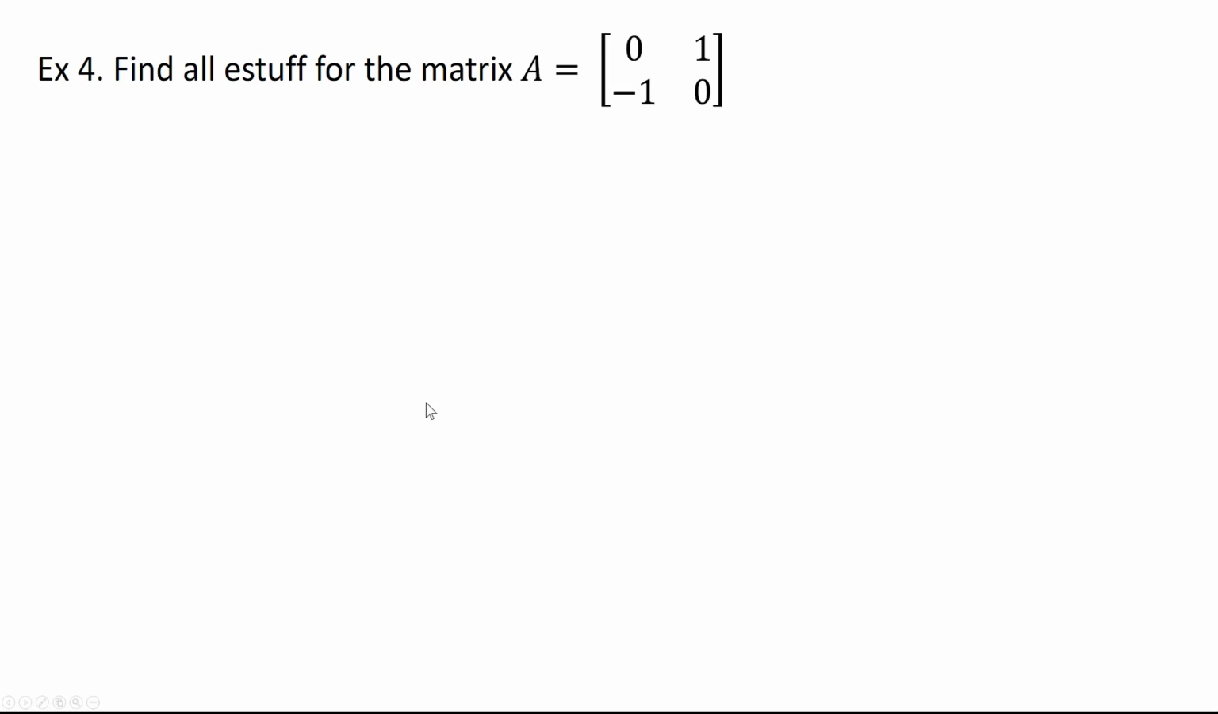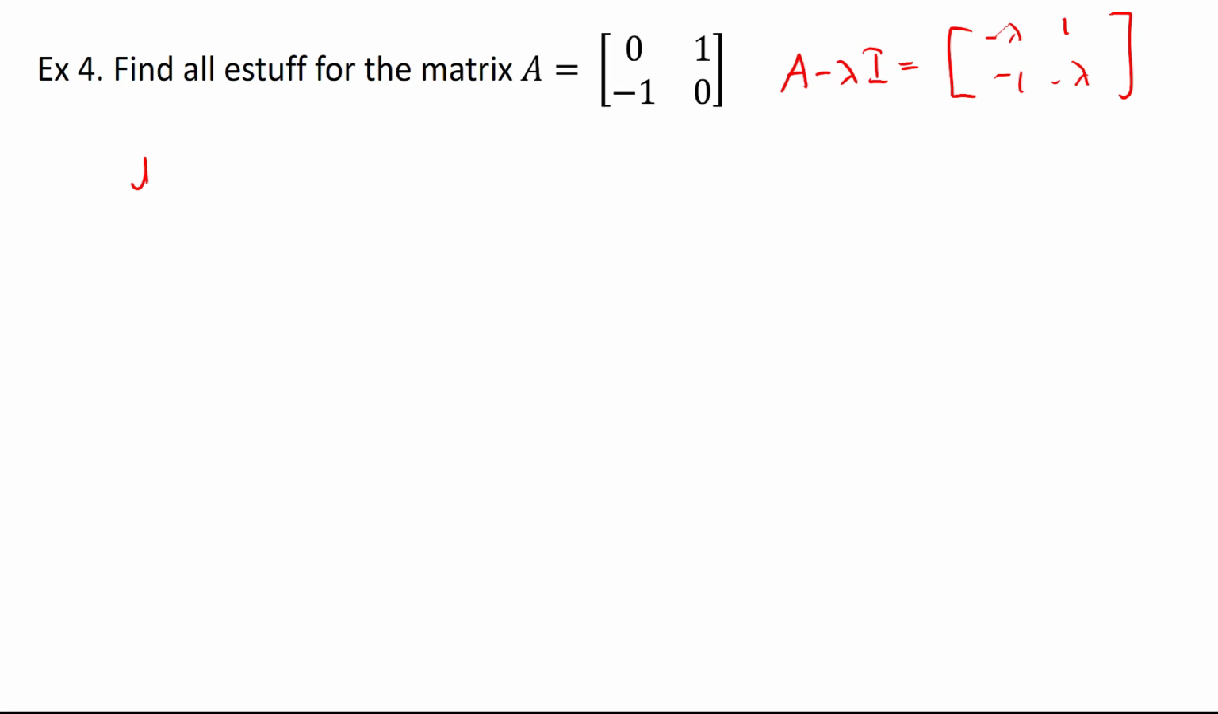So the example we're going to look at is to find all the eigenstuff for the matrix A equals [0, 1; -1, 0]. If we look at our algorithm, then the first step would be to write out the matrix A minus lambda times the identity, which is the matrix where we simply subtract lambda from our 2 diagonal entries in A, and results in the matrix [-lambda, 1; -1, -lambda].